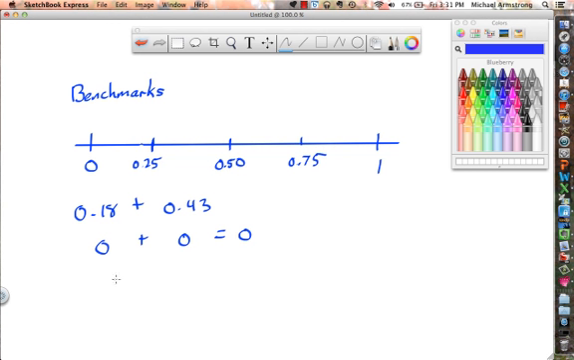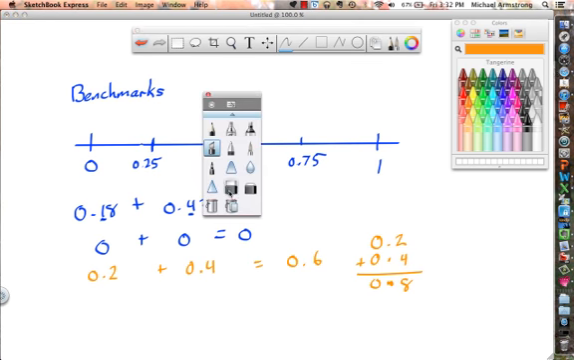I could round it to the nearest tenth, this place, the tenths place, and then I would get 0.2 plus 0.4 equals 0.6. 0.2 plus 0.4 is 0.6, right? If I were to write it like this, you can see that the decimal, it's 2 plus 4 is... oh, not 8, 6. Let's do that right. Thanks for noticing.